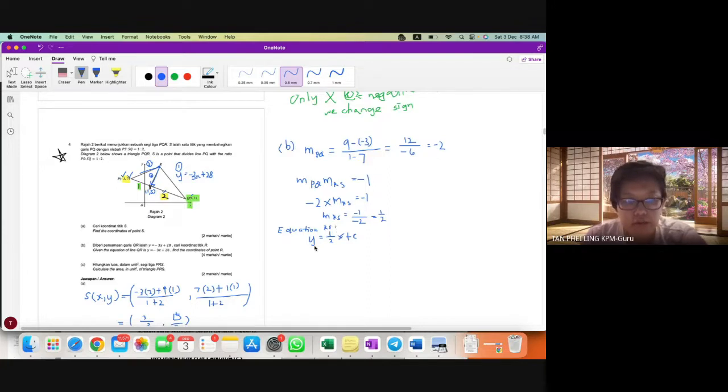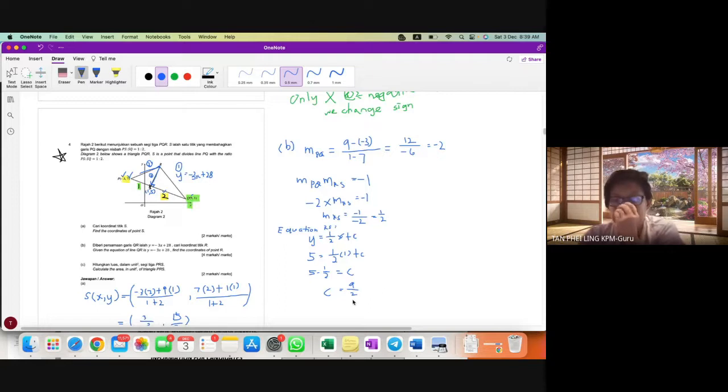Okay, so I'm going to put in S here so that I have the equation RS. Remember, I have the gradient now. I have to put in one point on the line, which is (1, 5). So y is 5, half x is 1 plus c. Am I right? So I'm going to get y minus half equals c. So my c will be 4.5, which is 9 over 2.